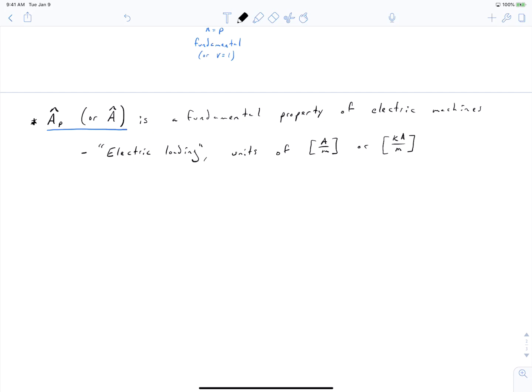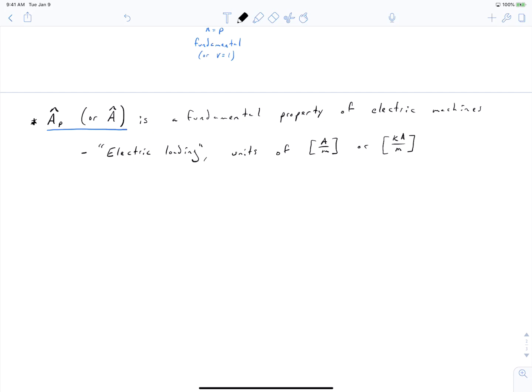So this is referred to as electric loading, and it has units of amps per meter or kiloamps per meter. It's often expressed as an RMS quantity, so it might be kiloamps RMS per meter. And this property of a machine is a very general property. It turns out that you can talk about the electric loading of a machine for any size motor, independent of the rotational speed and independent of the diameter or length of it.